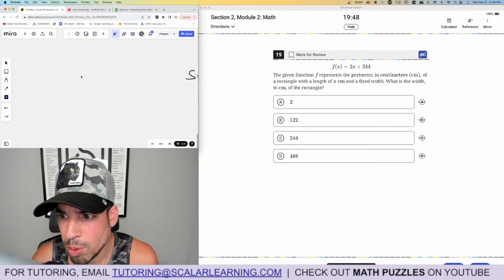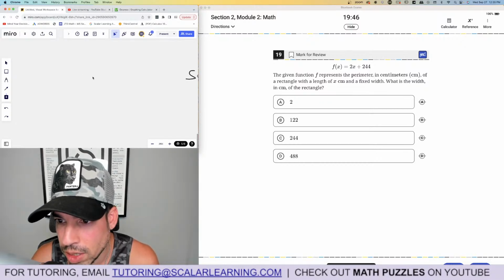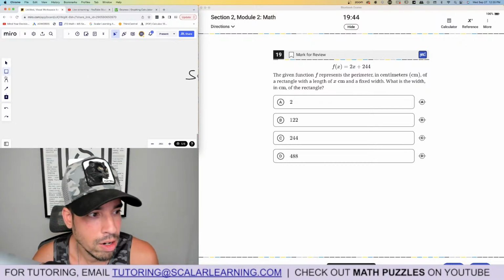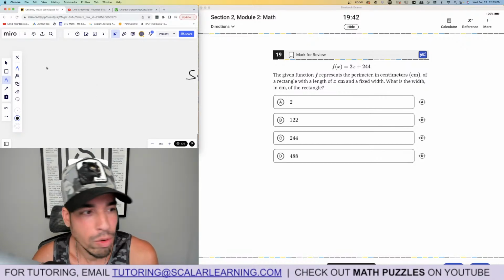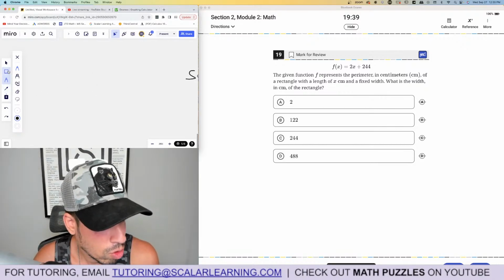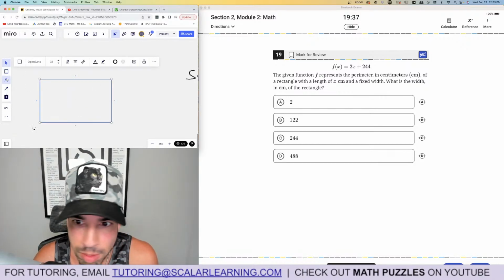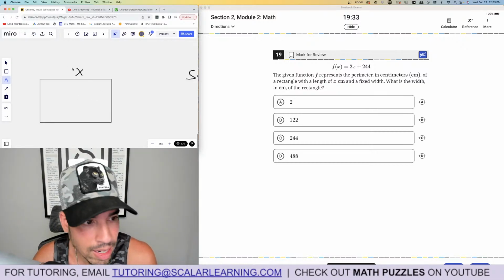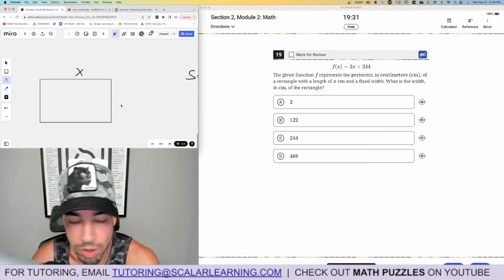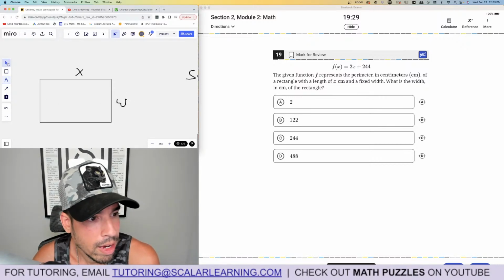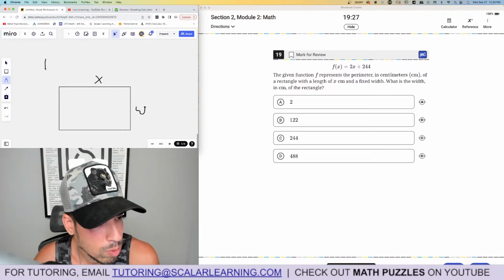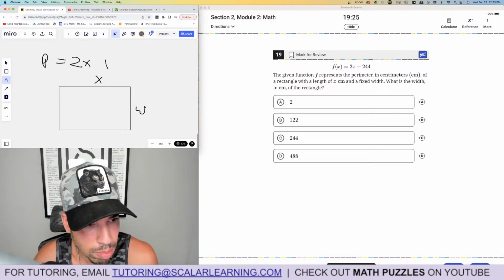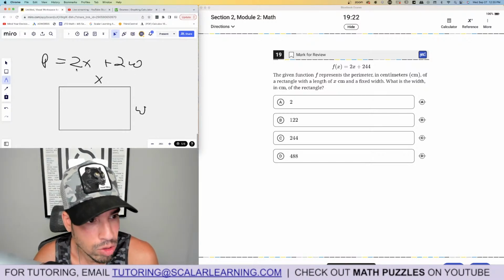19, the given function, hold on. The given function of a perimeter, rectangle length x and fixed width. Okay, I already know what this is. So here's the dealio, right? Let's actually draw this out because it will still help us. It's saying with a length of x and a width of w, right? And to get perimeter, we'd say 2x plus 2w, right?